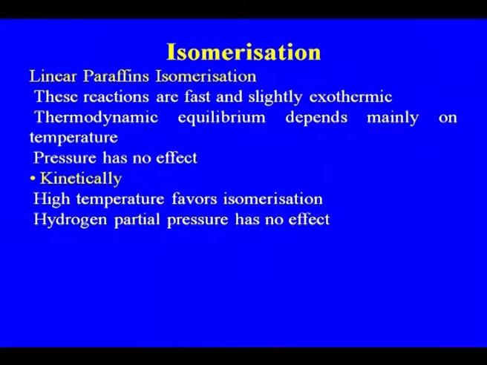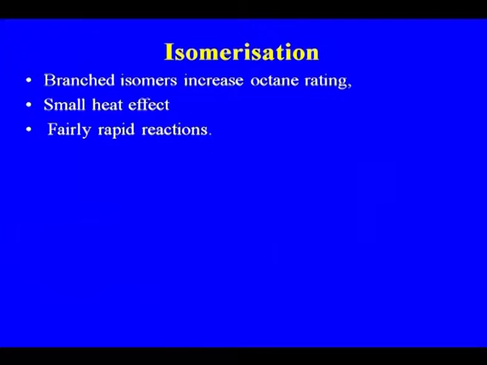Isomerization of linear paraffins: these reactions are fast and slightly exothermic. Thermodynamic equilibrium depends mainly on temperature; pressure has no effect. High temperature favors isomerization. In the case of isomerization, branched isomers increase the octane rating, which is why we carry out isomerization and produce more branched paraffins. There is a small heat effect, and the reactions are fairly rapid.